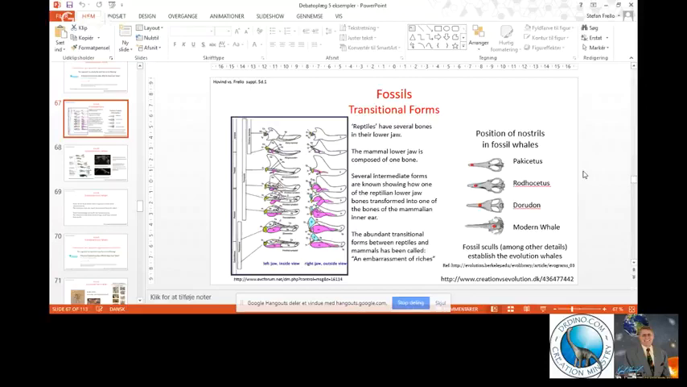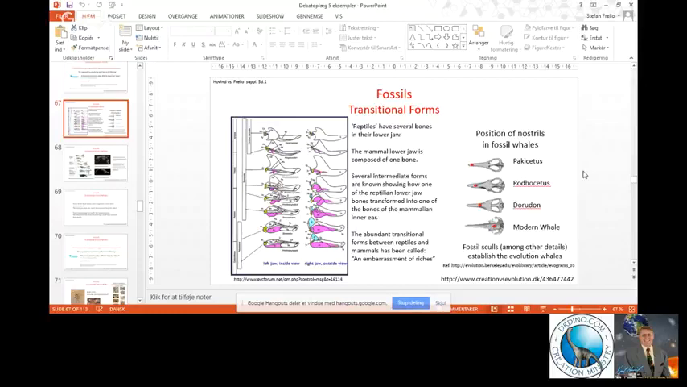ancestors of whales slowly adjusting to life in water by moving the nostrils over time, moving backwards and up on the top of the head, and at the same time the hind legs reducing in size.